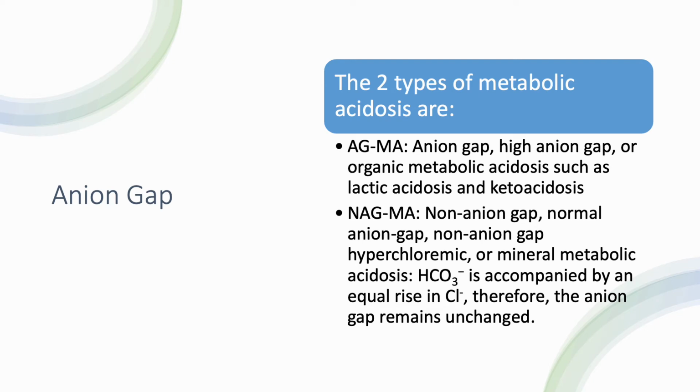Therefore, we have 2 types of metabolic acidosis. The 2 major types based on anion gap are AGMA, which is also called high anion gap or organic metabolic acidosis, like you see with lactic acidosis and ketoacidosis, or NAGMA, or non-anion gap metabolic acidosis, normal anion gap, hyperchloremic acidosis, or mineral metabolic acidosis. Any of those can be used. In that case, like we said, the bicarbonate decline is accompanied by an equal rise of chloride. Therefore, the anion gap remains unchanged.